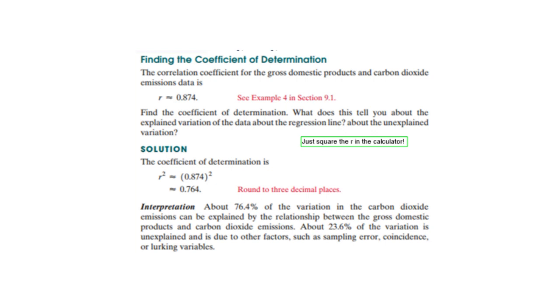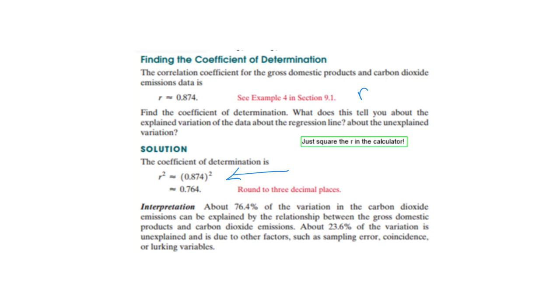Now for us, StatCrunch is going to go ahead and give us the correlation coefficient. It's going to give us the R squared, the coefficient of determination. But if a problem only gives you the R, so like here R is equal to 0.874, we are literally just going to square that in the calculator, and that's going to give us our coefficient of determination, R squared.